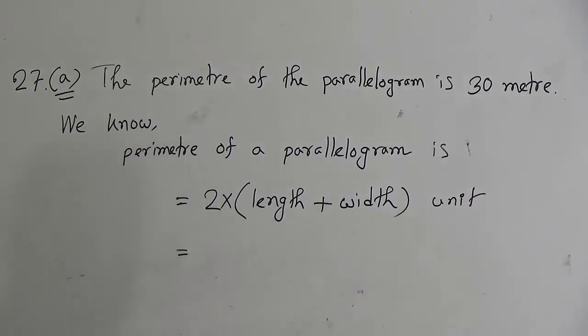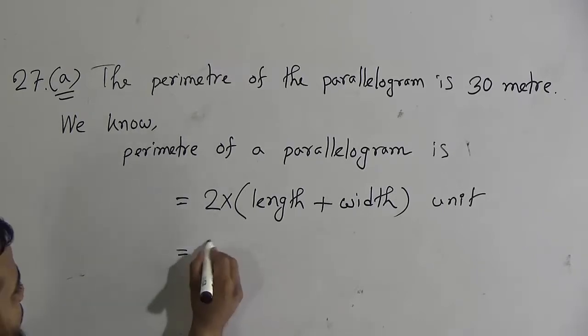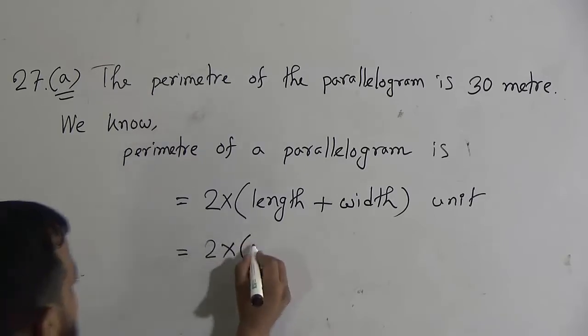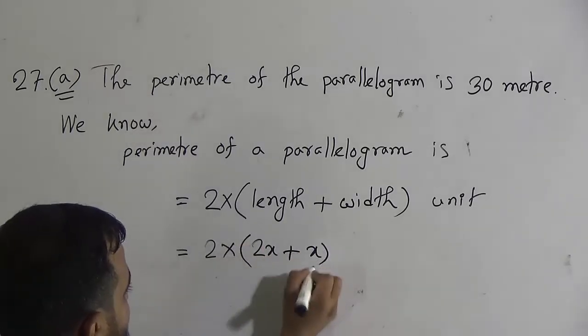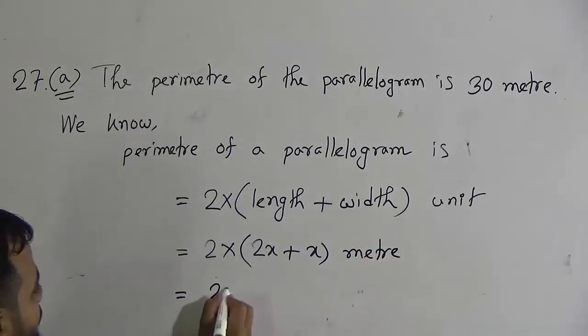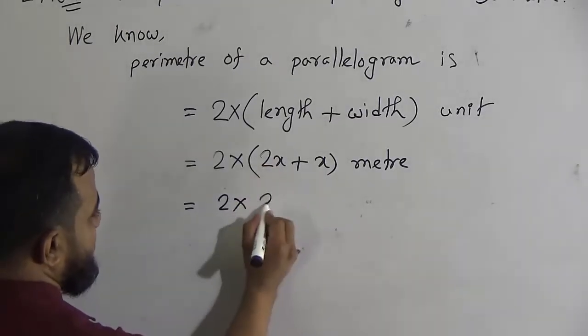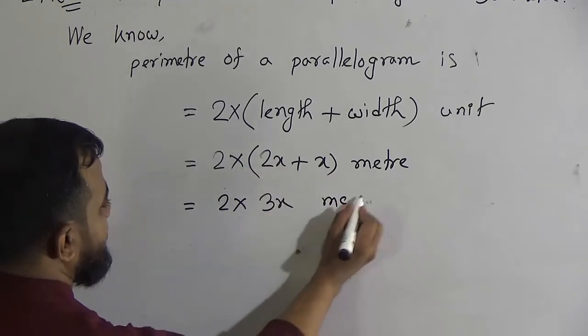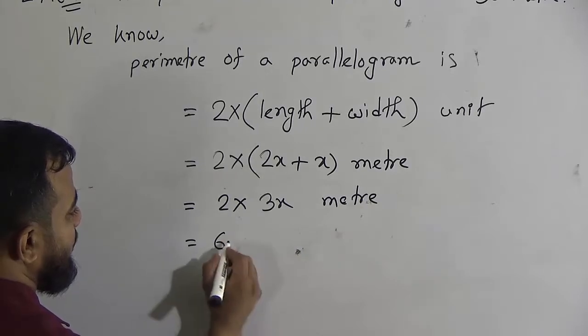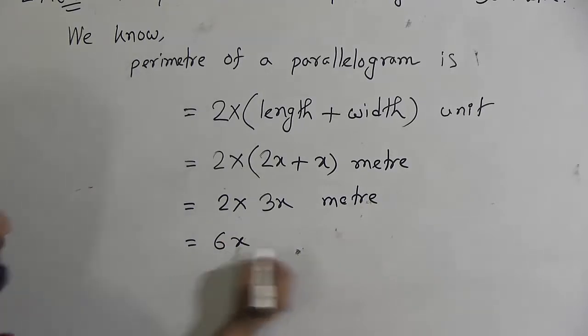So we can write down for the parallelogram ABCD, the perimeter will be 2 multiply length. Length is given here twice x. Length means the largest side, and the width means the smallest side. So length here is twice x and width here is x. Unit here is meter. Okay, so 2 multiply twice x plus x, it is thrice x meter. That's equal to 6x meter, because 3 multiplied by 2 is 6. Okay, 6x meter.